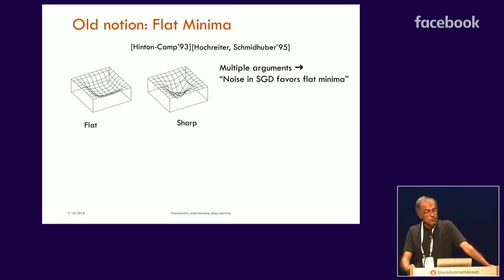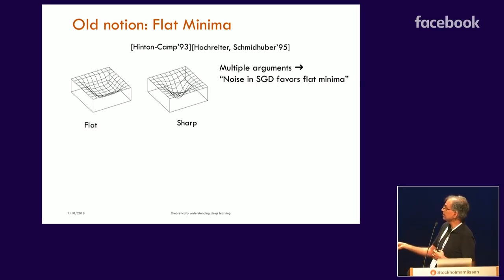Okay, so now there's an old notion called flat minima, which has been suggested as a reason why deep learning generalizes. There are various intuitive arguments which say that because there are all these sources of noise in the training, for instance, stochastic gradient descent, this noise favors flat minima. A flat minimum, as the name suggests, is a region in the landscape where you can move the solution a lot in the neighborhood and it doesn't change the value.